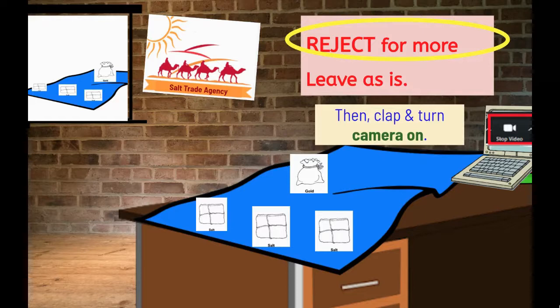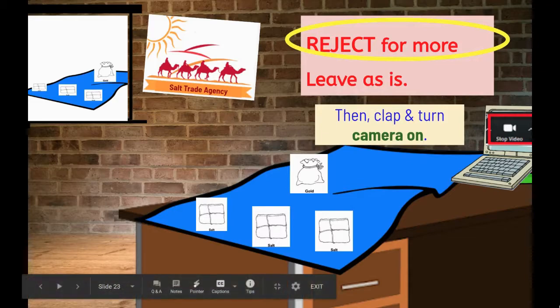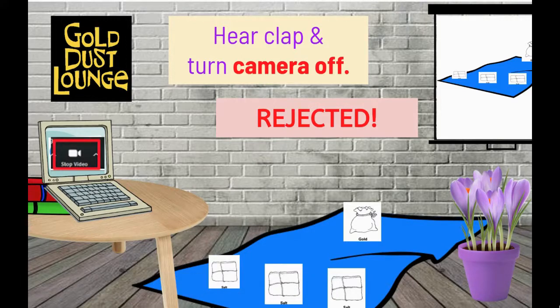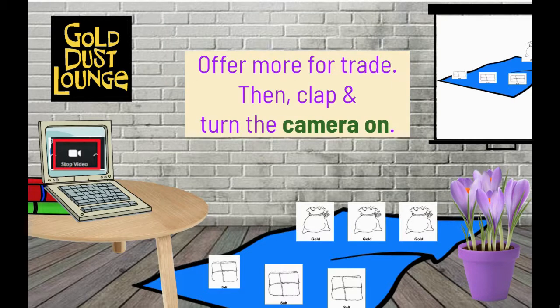All right, let's say you decide to reject this offer and try and get more. Then you leave it as is. By not taking anything, that signals that you want to keep trading, but you're rejecting that offer. Then you clap, and as always, after you clap, you turn your camera on. When you hear the clap, you turn your camera off for privacy. Oh, your offer has been rejected. So you can offer more for trade. Then you will clap. And every time you clap, you turn the camera on.